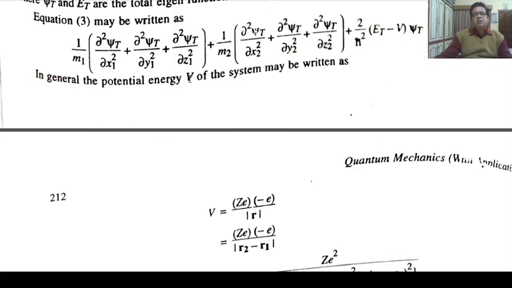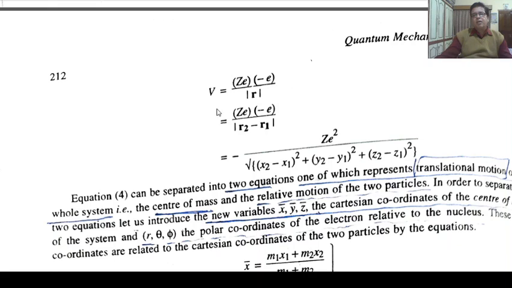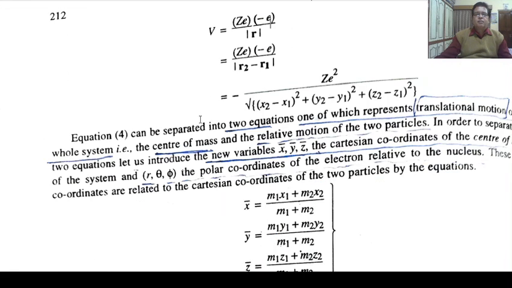In general, the potential energy V of the system may be written as, what is potential energy? V equal to Ze for the nucleus and minus e for the electron, over the magnitude of r. That means V becomes minus Ze square upon under root of (x2 minus x1) square plus (y2 minus y1) square plus (z2 minus z1) square.